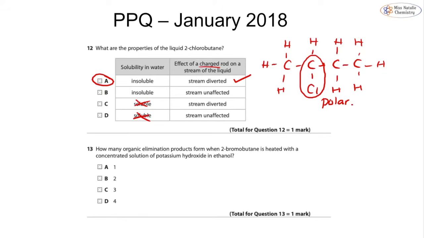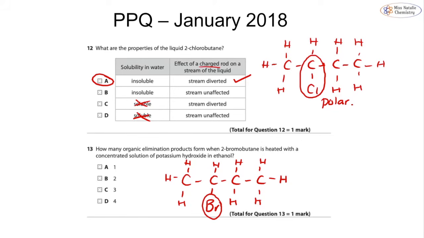For question 13, we're looking at the organic elimination products from 2-bromobutane. So this is very much the last topic that we were just looking at there. So let's just draw it out again. So we have 2-bromobutane. Now we will obviously remove this bromine, but the question we have is which side does the hydrogen come from? It can either come from this side or it can come from this side.